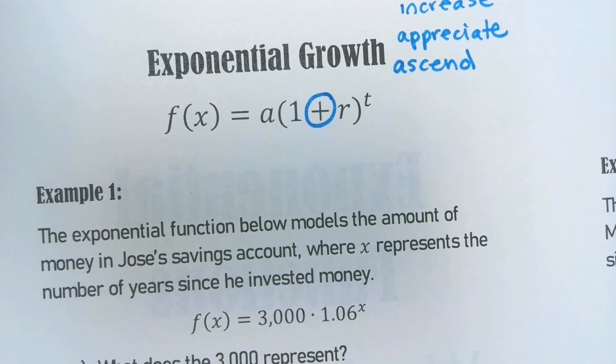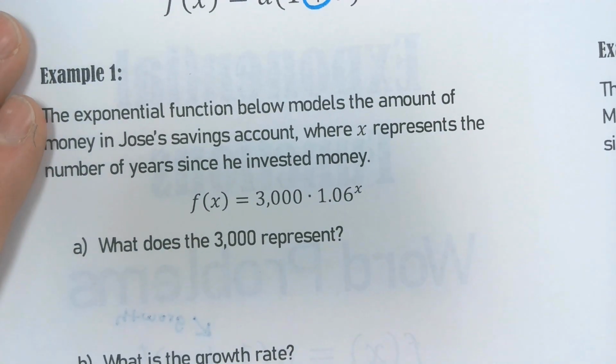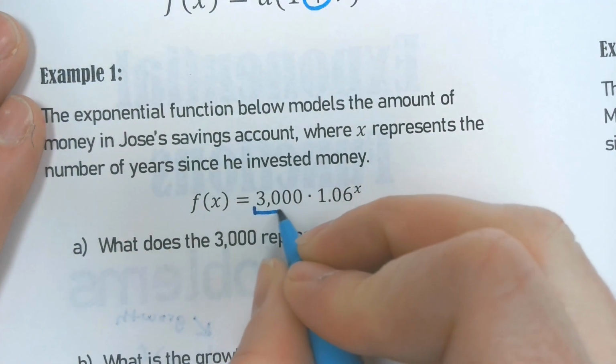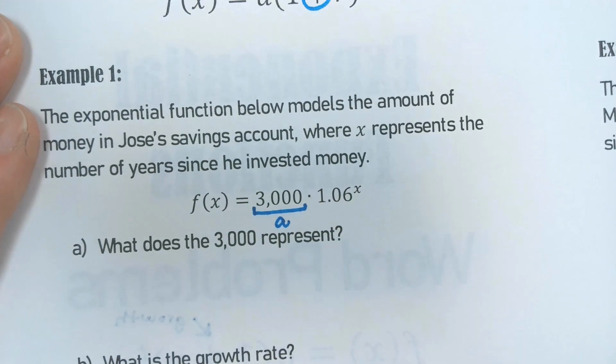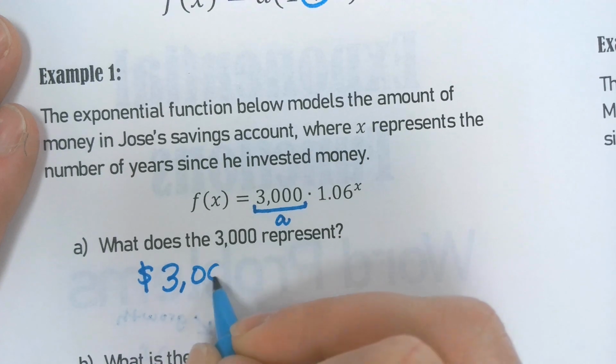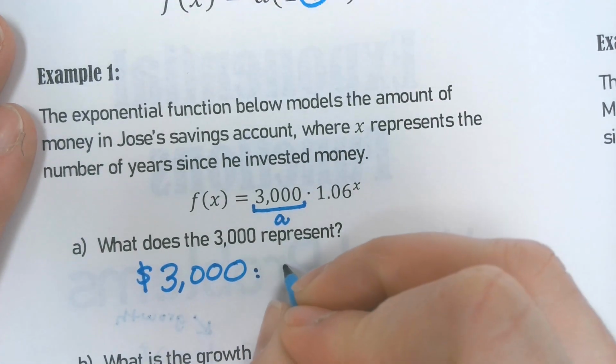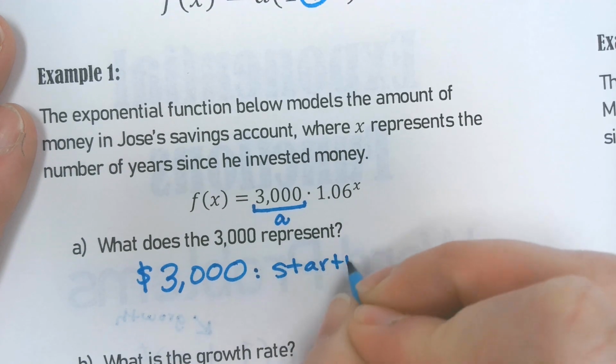So example 1, the exponential function below models the amount of money in Jose's savings account, where x represents the number of years since he invested money. What does 3,000 represent? This is like your A value. 3,000 represents his beginning balance or starting balance in his account.